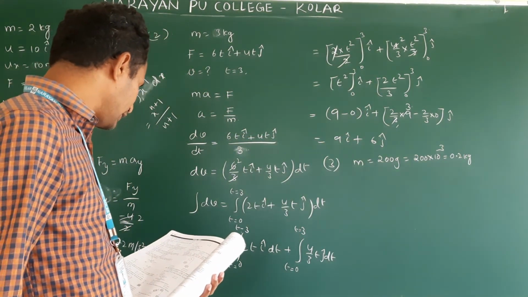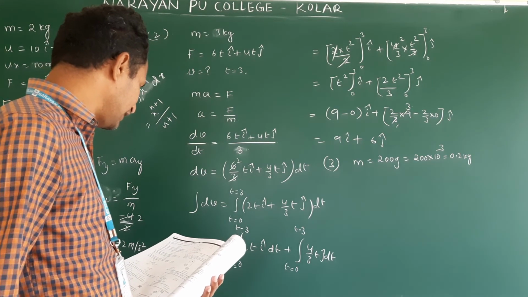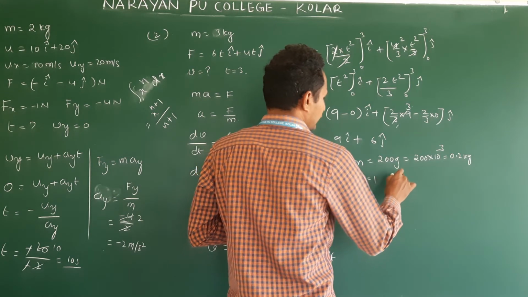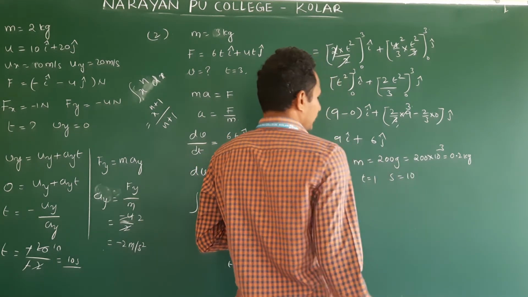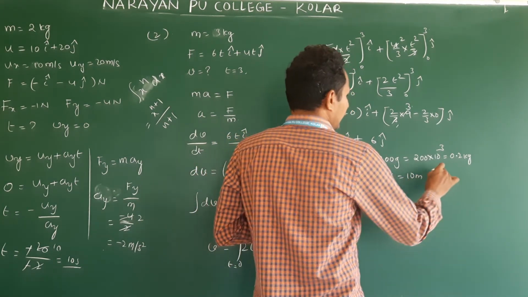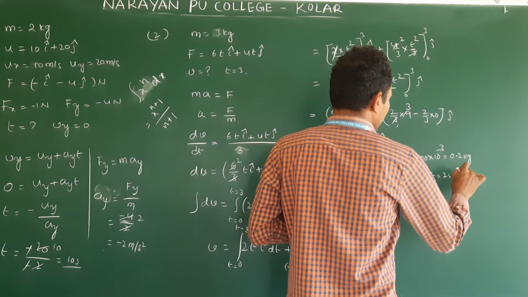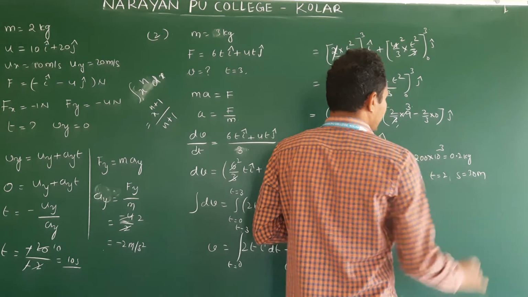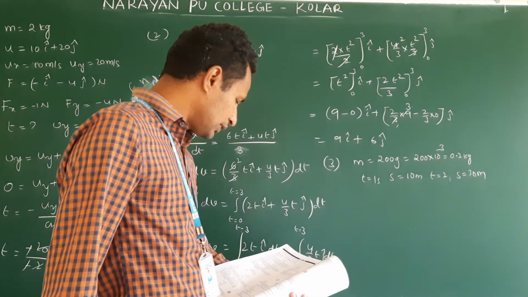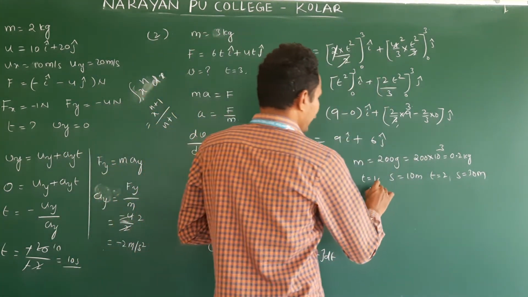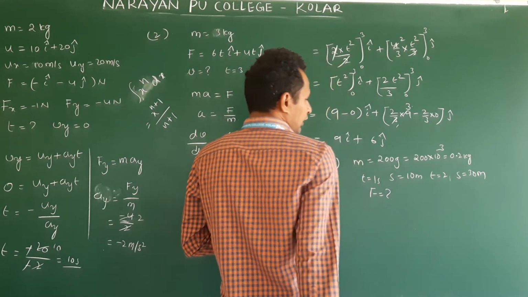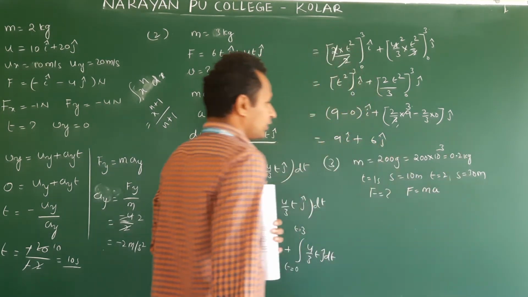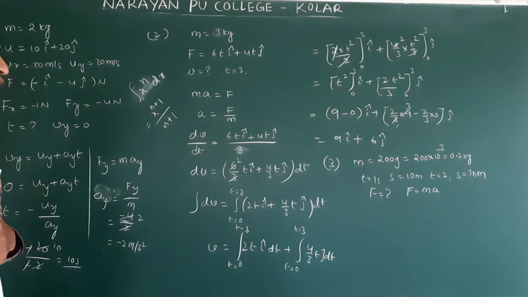Okay. In the first second, distance traveled is 10 meters: t = 1, s = 10 meters. For t = 2, in the second second, s = 30 meters. Am I correct? Right. They are asking for F. Then how do you find F? F = ma. Mass is given, A we need to find.